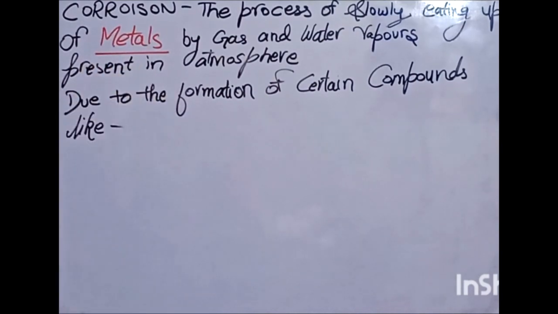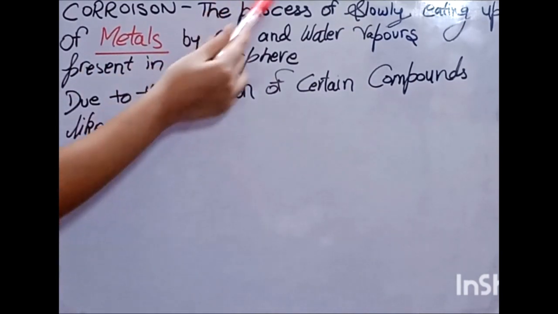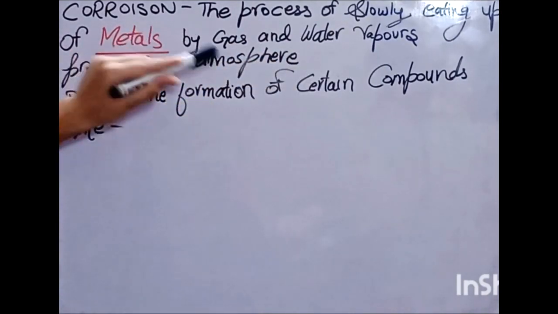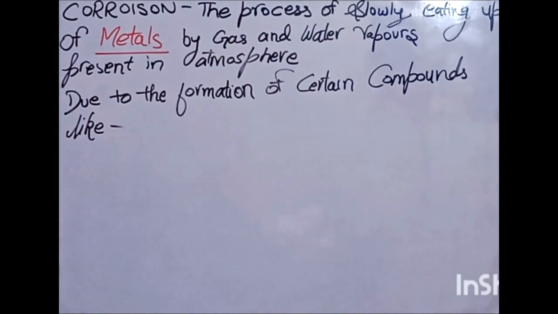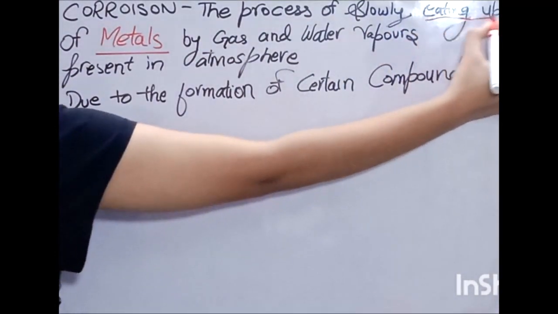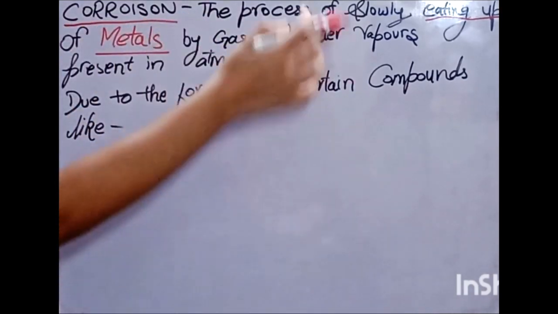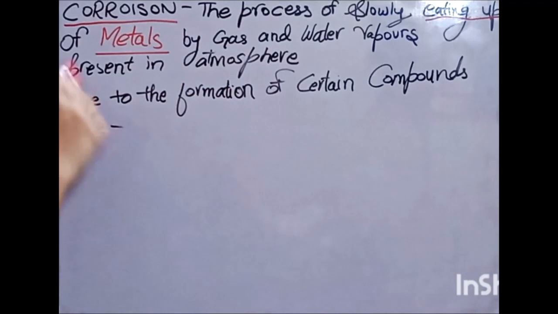So the proper definition first let us read. The process of slowly, here the term slowly is very important, eating up of metals by gas and water vapors present in the atmosphere. इसमें जो points आपको याद करना है, first is this eating up. This eating up you must write down in your definition. If you are told to write the definition of corrosion and you do not mention the term eating up of metals, then probably you won't get any marks for that.